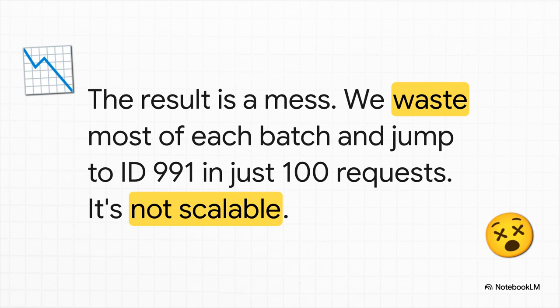The result is an absolute disaster. The system is spitting out numbers like 11, then 1, then 41. It's burning through the ID space at a terrifying rate, using maybe one or two numbers from a batch of 100 before grabbing a new one. In just 100 requests, it's already used up IDs all the way to 991. What on earth is happening here?